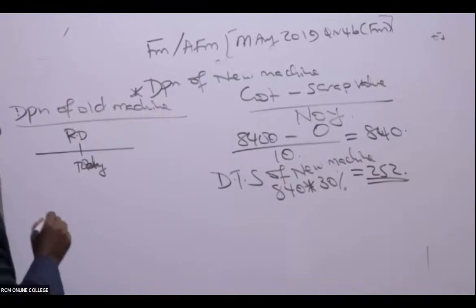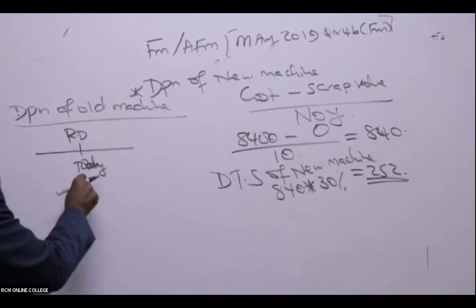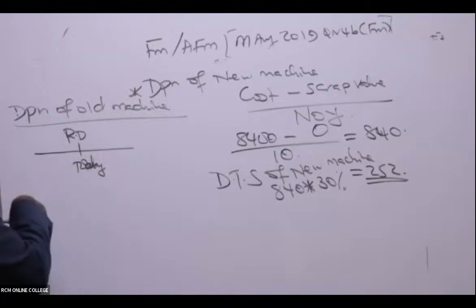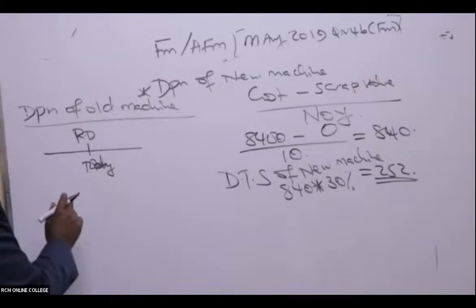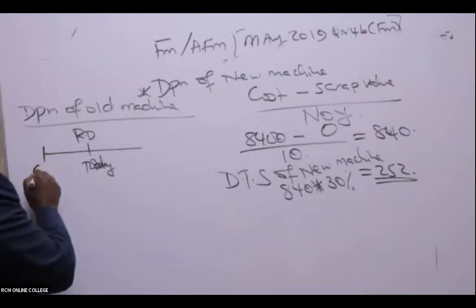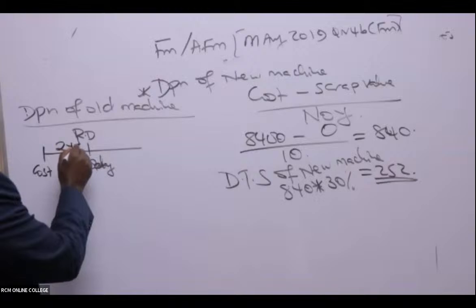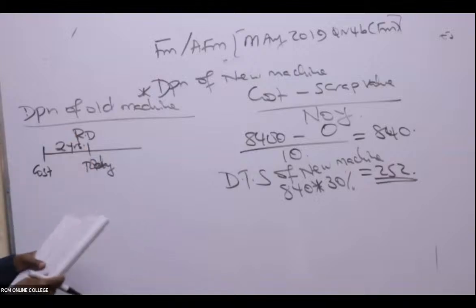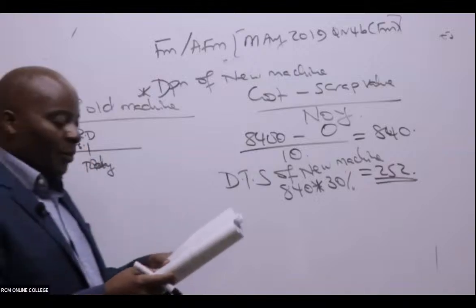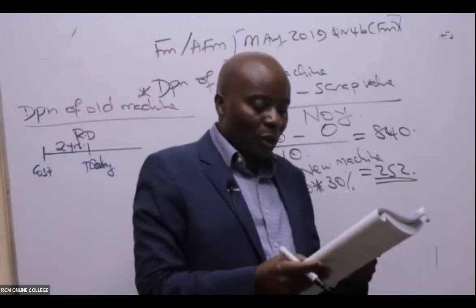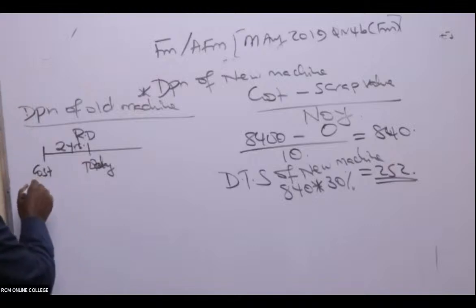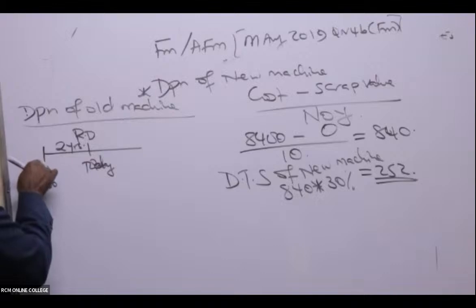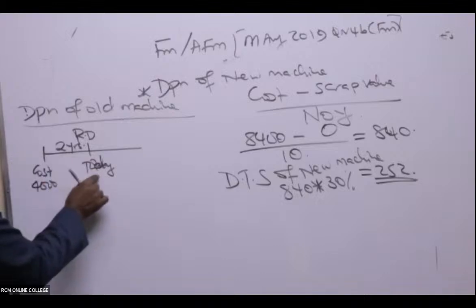So today, we are told this old machine, the existing machine, was acquired how many years ago? It was acquired 2 years ago. At what cost? This existing machine was acquired 2 years ago at a cost of 4,000. Remember, we are cutting the 3 zeros. At a cost of 4,000. So then I would want to move this machine from here 2 years ago to today.